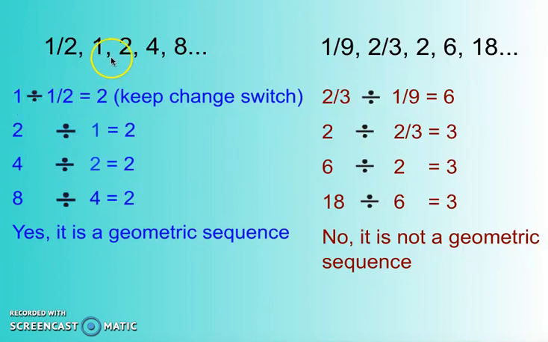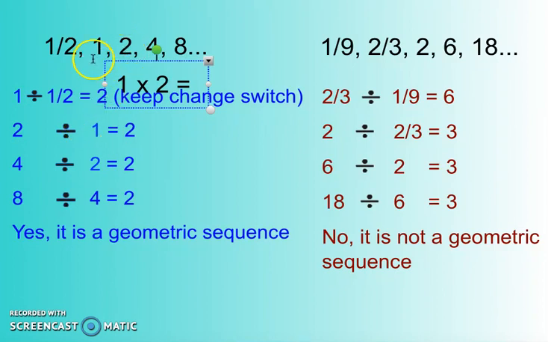And so we start with the second term, same as arithmetic, 1 divided by 1/2. Now, in a prior unit, the real numbers unit, we learned that to divide fractions, we need to do a keep, change, switch. And so when I do that, basically this problem turns into 1 times 2, or 1 times 2 over 1. And 1 times 2 is 2.